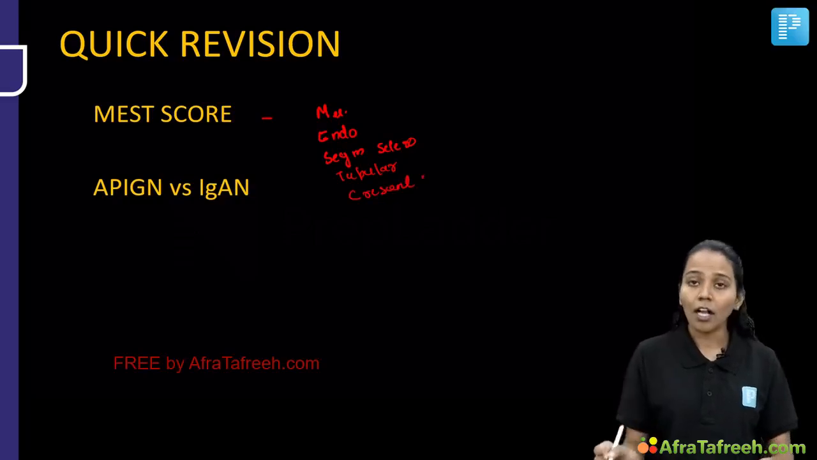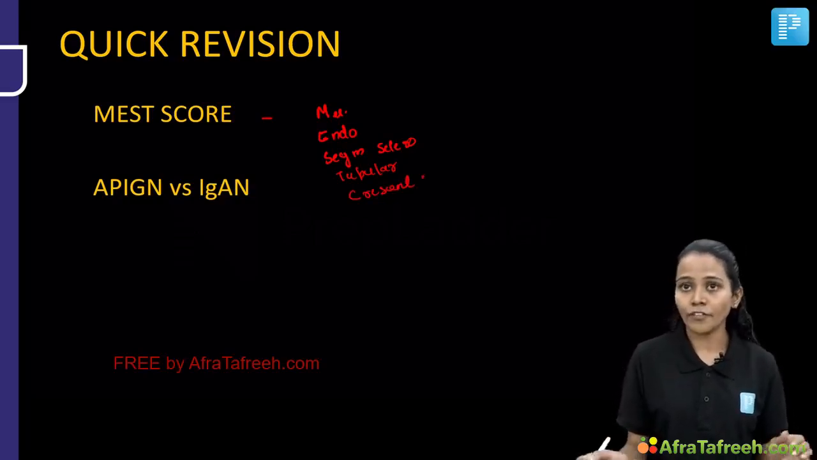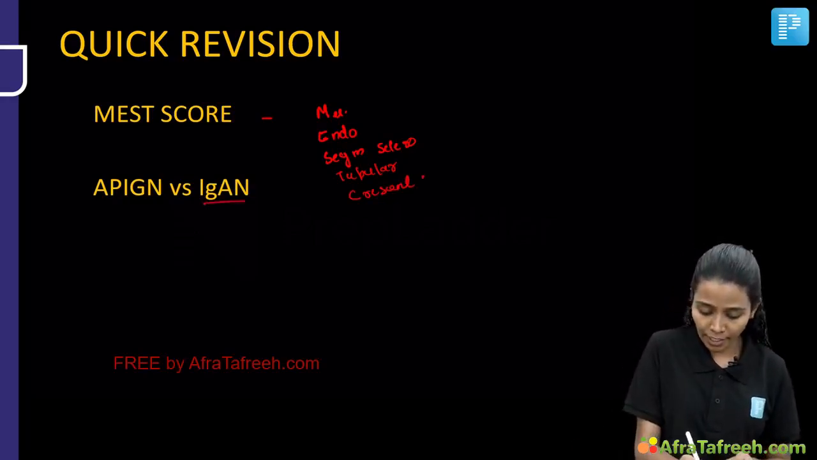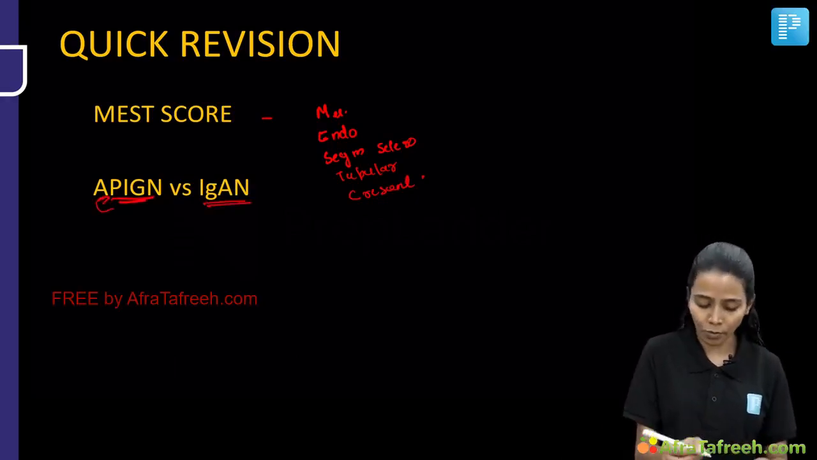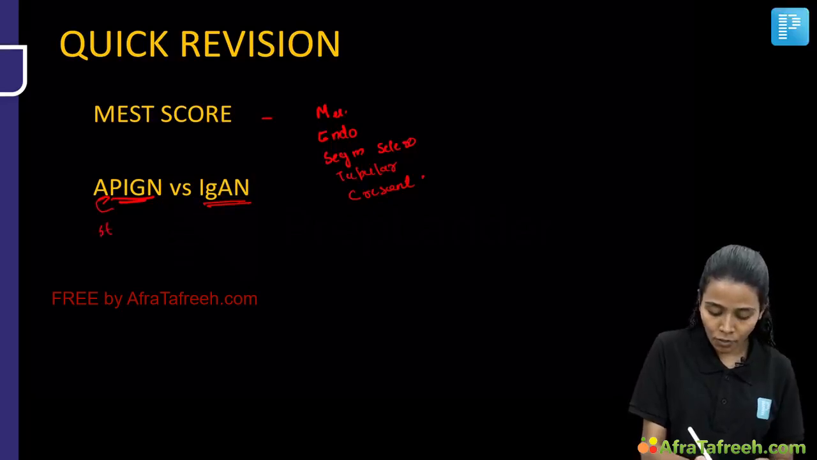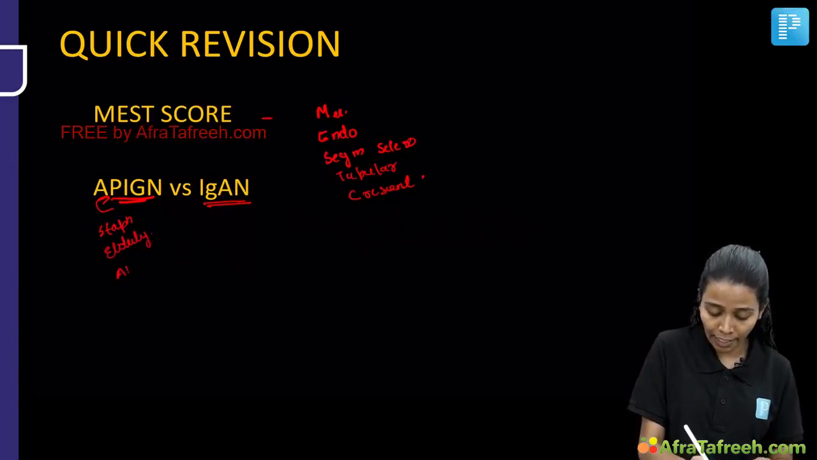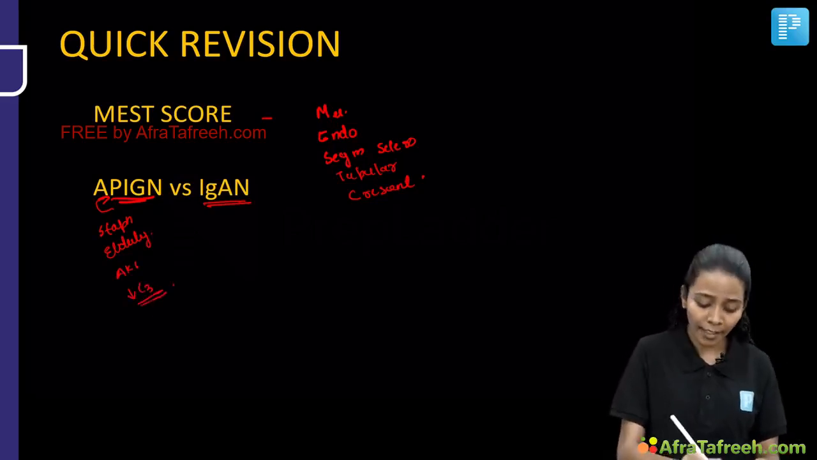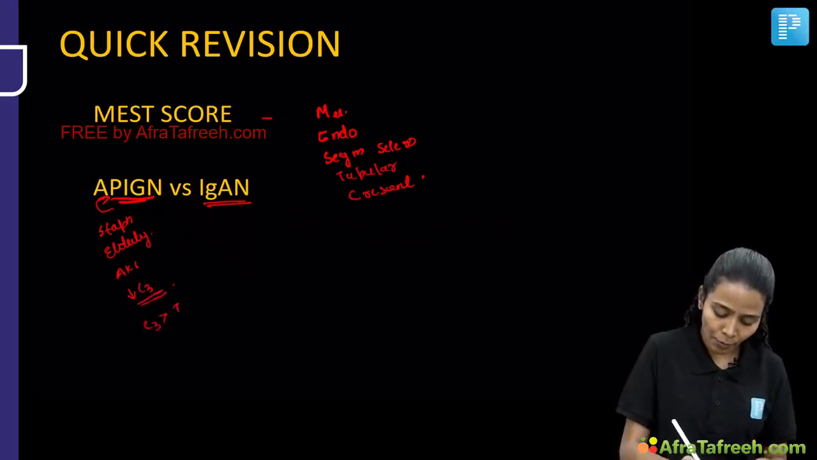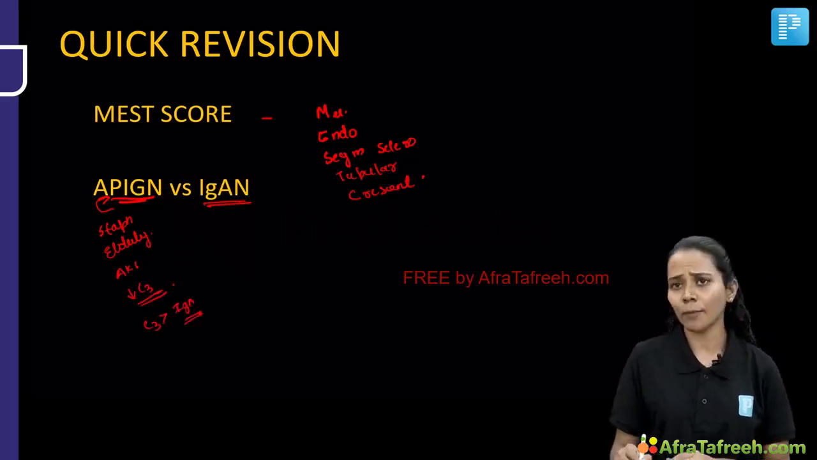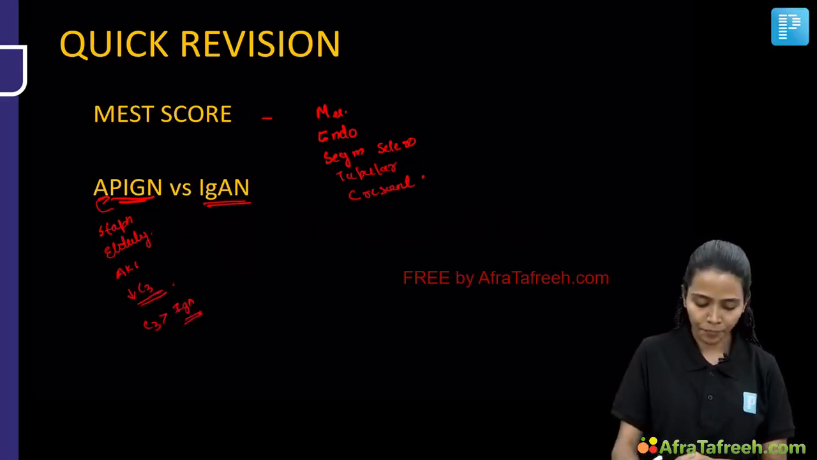Okay. The post-infectious glomerulonephritis versus IgAN. Here there will be IgA dominant post-infectious glomerulonephritis. How to differentiate is, this is because of generally staph infection. It is seen in the elderly who are presenting with AKI and reduced complement level, and C3 deposits are going to be more than IgA.